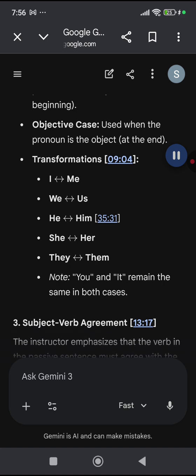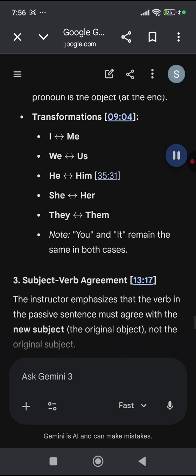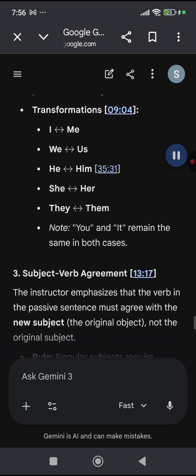Transformations: I changes to me, we to us, he to him, she to her, they to them. Note: you and it remain the same in both cases.